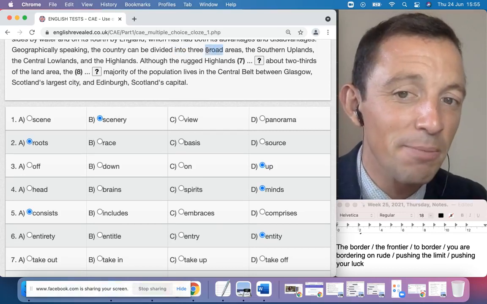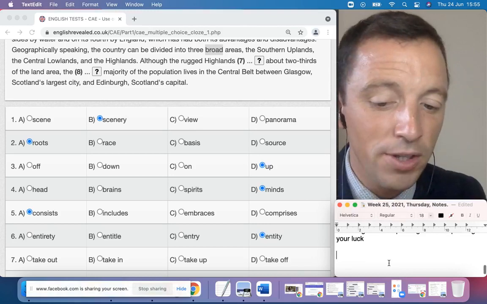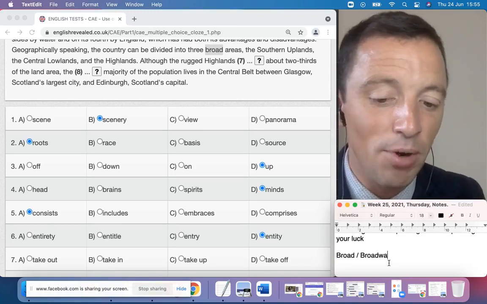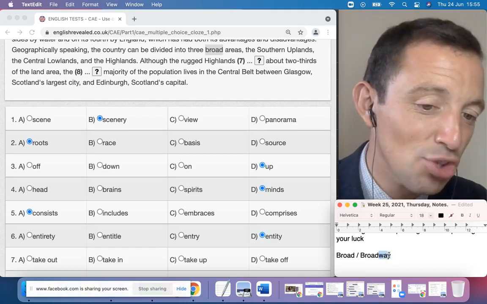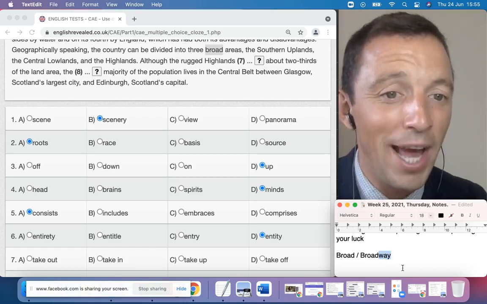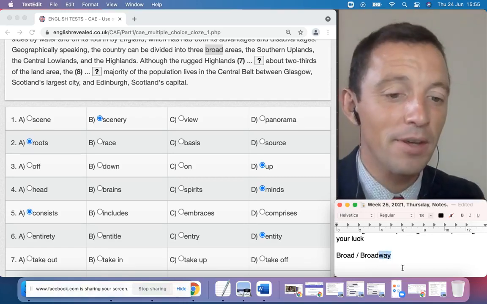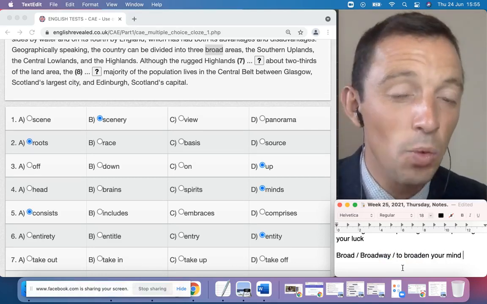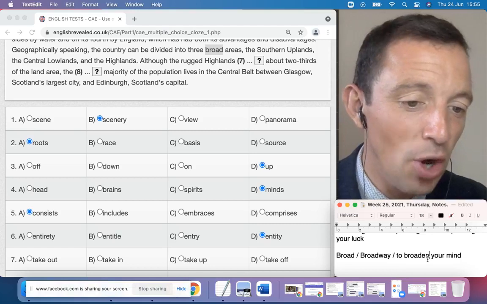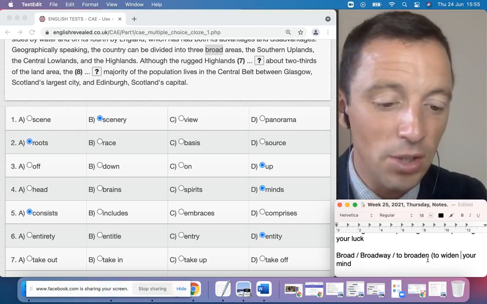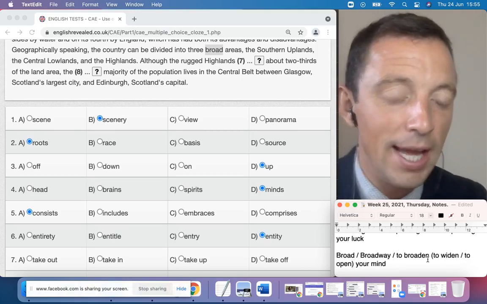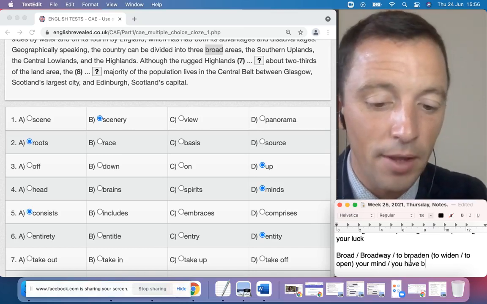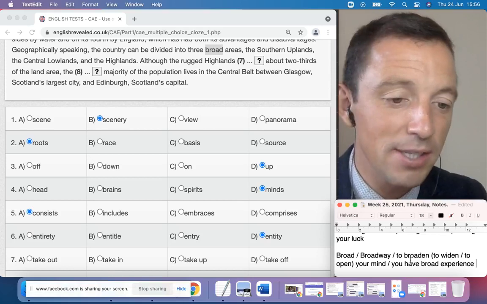Very, very difficult, but very important word. Broad is like amplio. Okay, in America they say Broadway, so that means the street or the road or the way that is very, very amplio. Okay, we have the verb to broaden your mind, which basically means to widen or to open your mind. So we say to widen, to open. Very, very good. You can say broad experience. You have broad experience, that's possible.